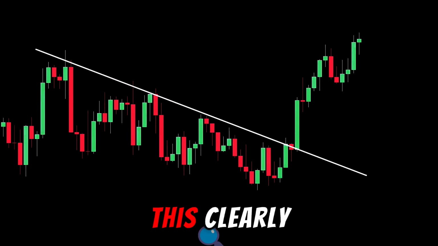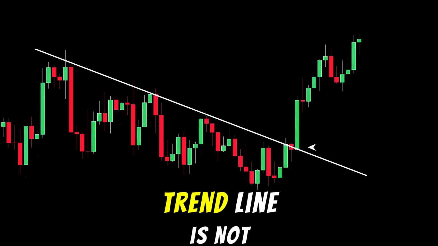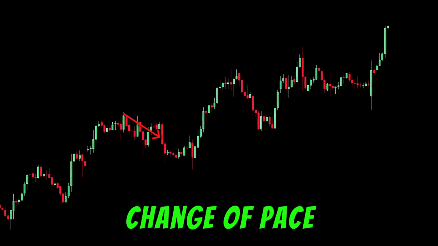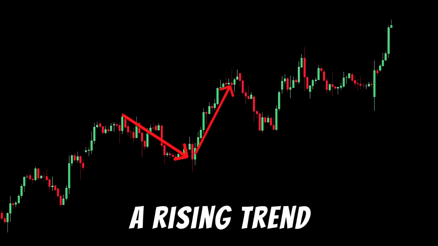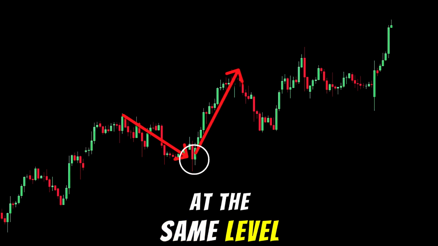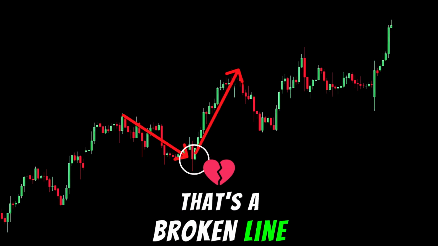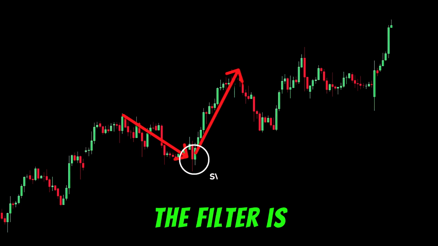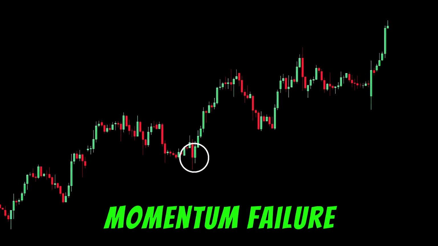But I need you to hear this clearly. A break of a trend line is not a reversal. It is a change of pace. Price can break a rising trend line and go sideways for 2 days at the same level. That's a broken line and an intact uptrend. So we need a filter, and the filter is momentum failure.